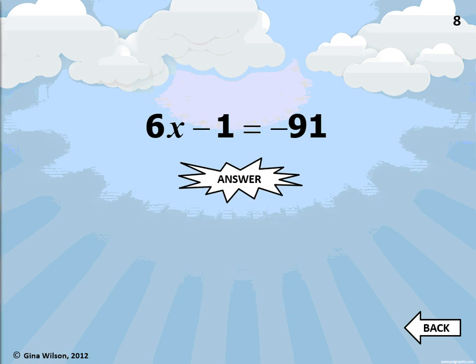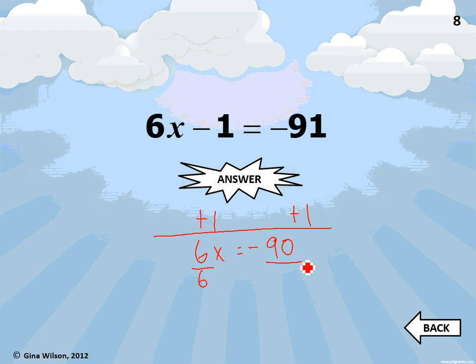Next slide. 6x minus 1 is equal to negative 91. So we're going to add 1 to both sides. That gives us 6x equals negative 90. Divide both sides by 6. I know that 6 times 10 is 60. 6 times 5 is 30. So therefore, 10 plus 5, so negative 15.